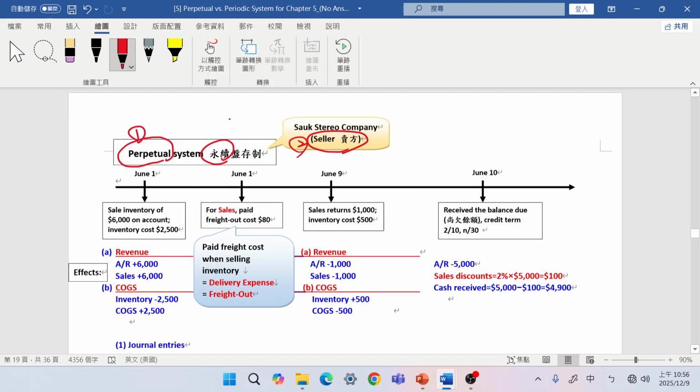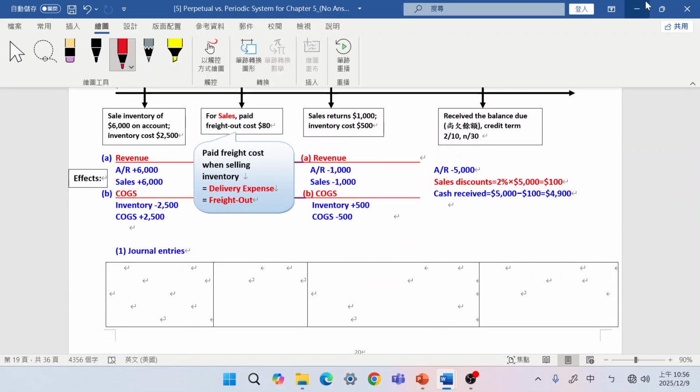So on June 1st, remember, please recall two things because you are the hard worker, right? So first thing is about what? Revenue. Second thing is about what? Your cost of goods sold, okay? So write down two journal entries. First journal entry about revenue. Second journal entry about your cost of goods sold.